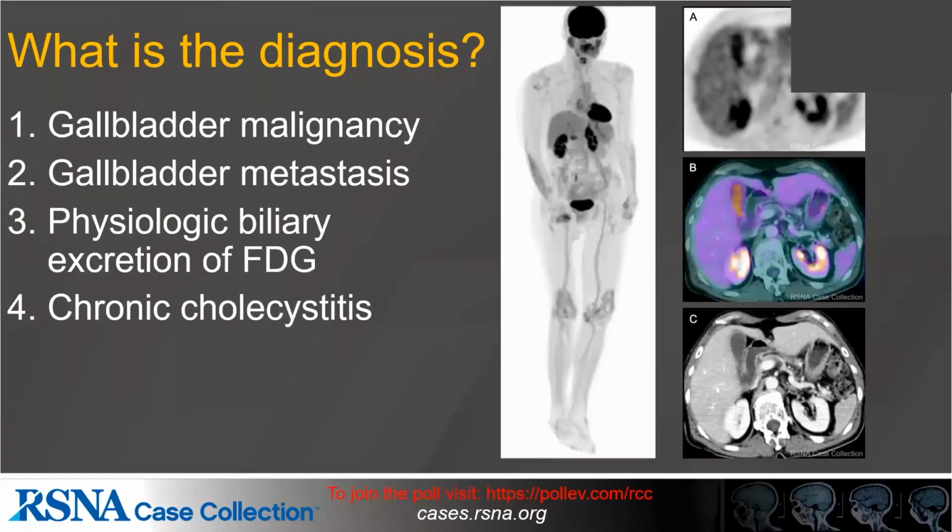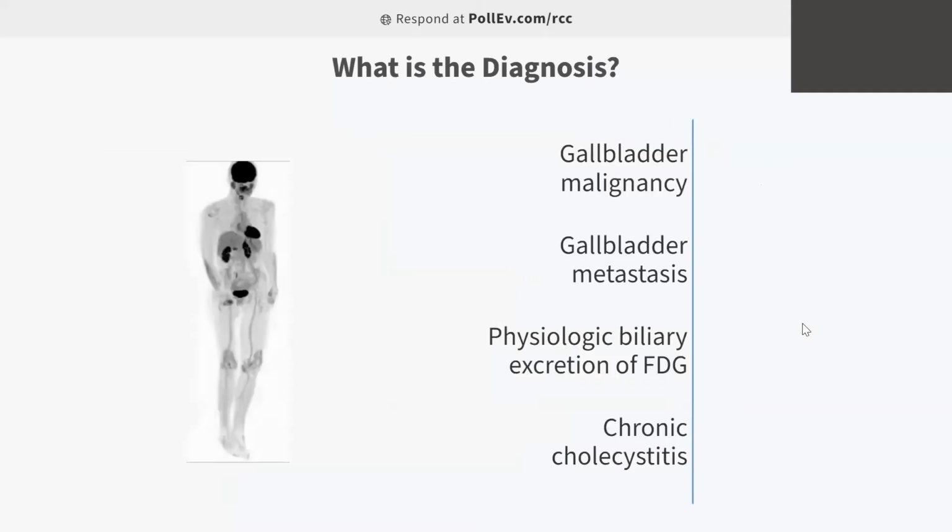Based on the findings, what is the likely diagnosis? Is this gallbladder malignancy, gallbladder metastasis, physiologic FDG, or chronic cholecystitis? Go ahead and submit your answers.